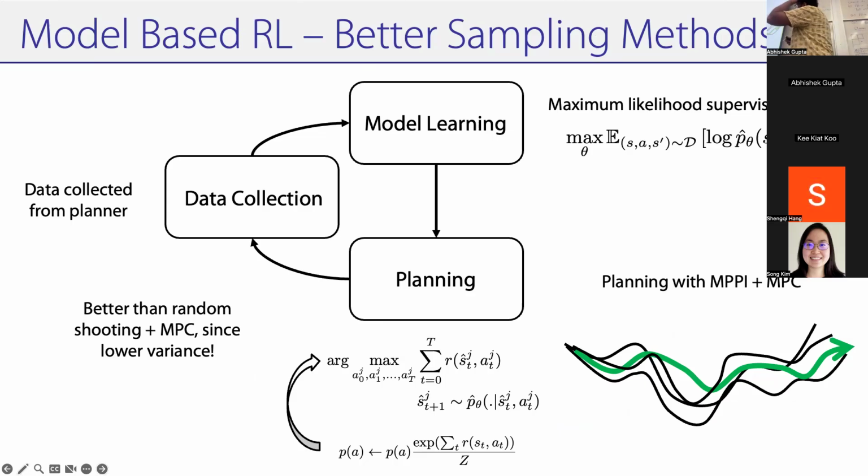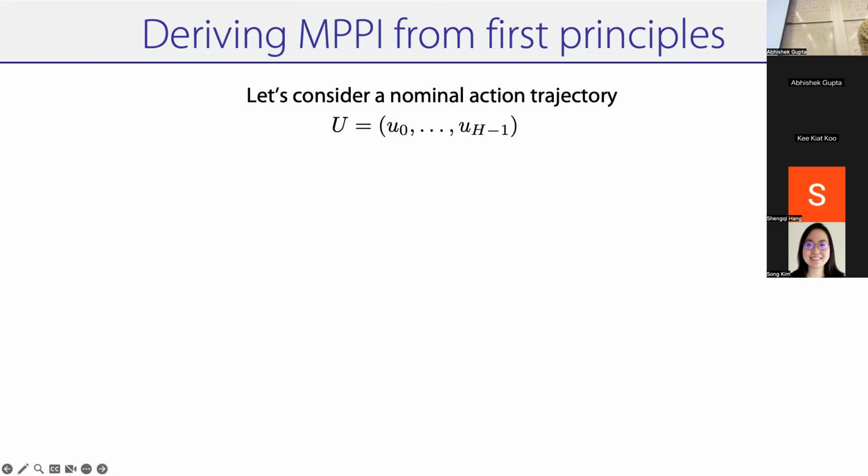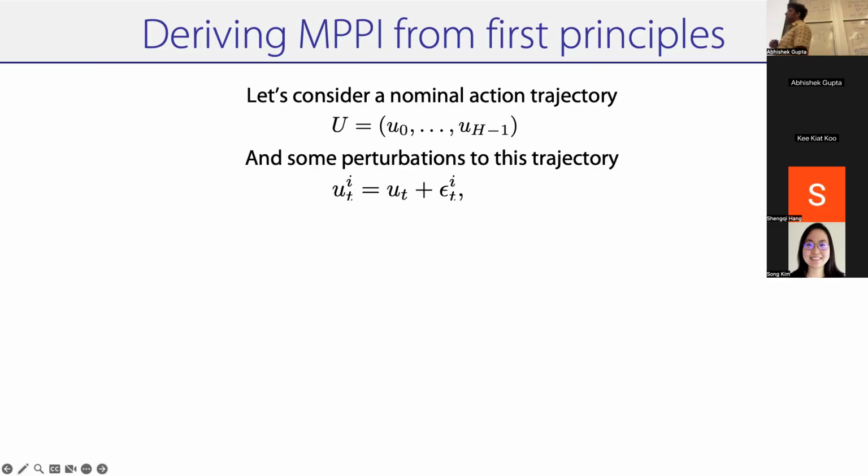Okay, all right. So someone asked last time, is MPPI kind of obvious, right? I think it might be useful to think about how we get to MPPI from first principles. So let's start by thinking about some nominal action trajectory, let's call it U. What we're going to do is try to derive how we get to MPPI. So we start with some nominal trajectory. Let's say you add some disturbances to that nominal trajectory. So you have U 0 to H minus 1. Let's say you added some noise epsilon to this trajectory.